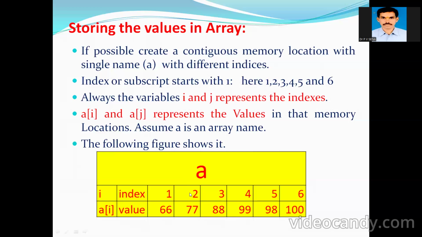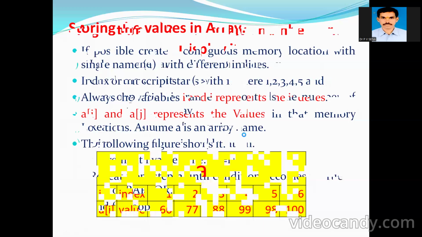The indexes are 1, 2, 3, 4, 5, 6, and the values at those indexes are 66, 77, 88, 99, 98, 100. Assume these values. Always I comma j will represent the indexes, and A of I comma A of j represent the values at those memory locations. The following figure shows it.